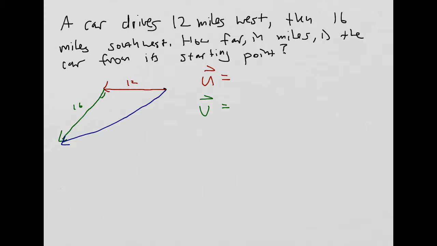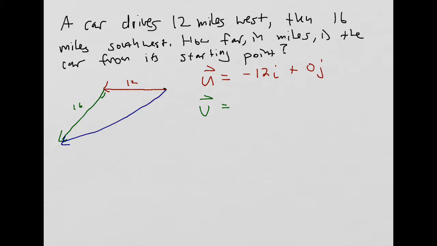So hopefully at this point you're realizing that whenever we're dealing with vectors, the components are the key. We always need to get the components of each vector. The red one is pretty straightforward here. The car drives 12 miles to the west, so that's going to be negative 12i plus 0j. Negative 12 means that it goes to the left, or if you were in the xy plane, it would go in the negative x direction, and 0j tells us that it does not move up and down at all. So the vertical component is 0. That's vector u.